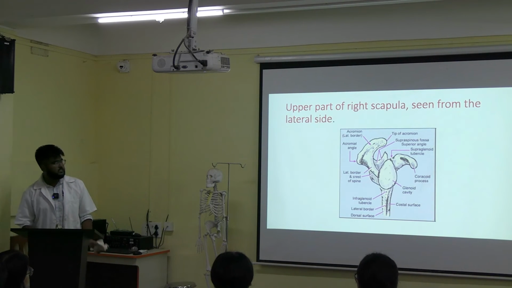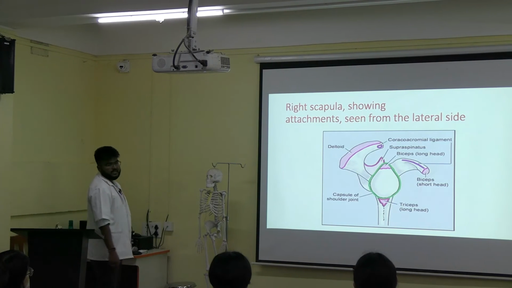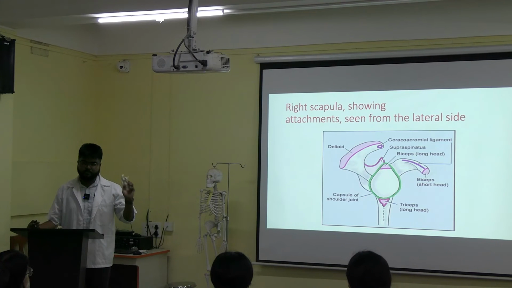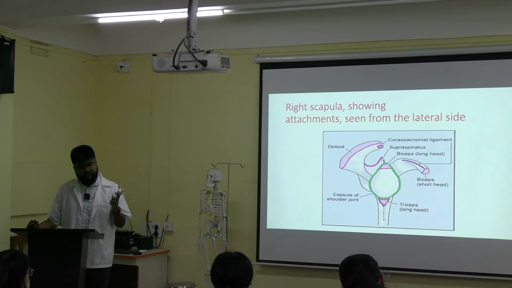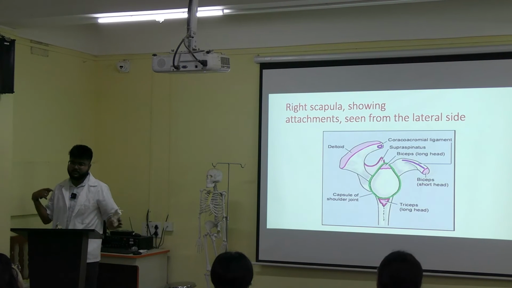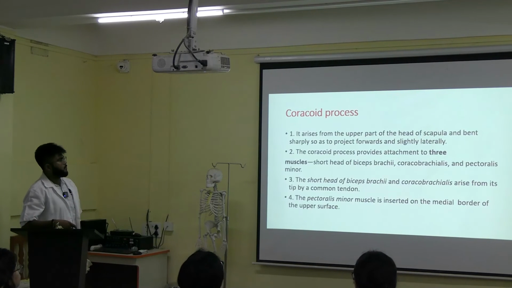Okay. So always remember in the supraglenoid tubercle the long head of the biceps muscle is attached. But in the case of the infraglenoid tubercle, the long head of the triceps muscle is attached here. Okay. Biceps and triceps. Next, the processes.